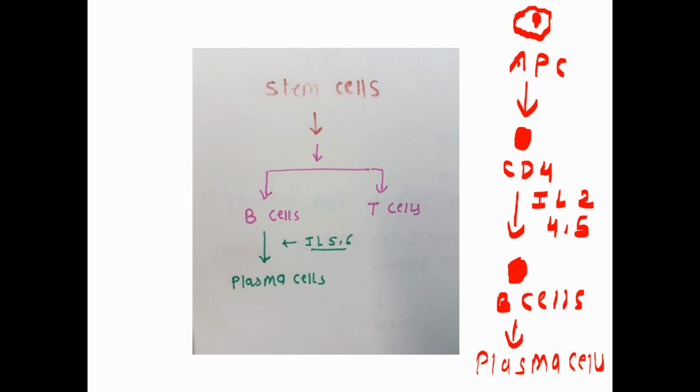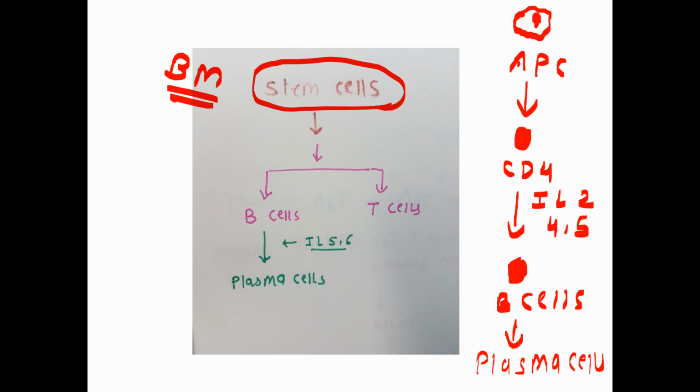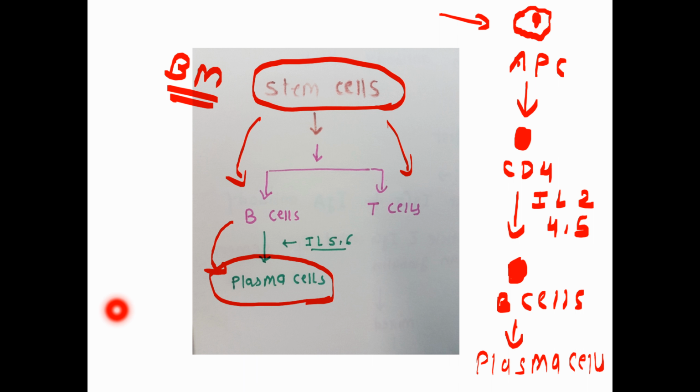First we should know about the function of B cells. This is the picture of bone marrow. There are hematopoietic stem cells, and from the hematopoietic stem cells there is formation of B cells or T cells. After antigenic stimulation, B cells mature to form plasma cells. How can antigenic stimulation lead to formation of plasma cells? In our body there are APCs, the antigen presenting cells. They present the antigen on their surface to CD4 cells, the helper cells.